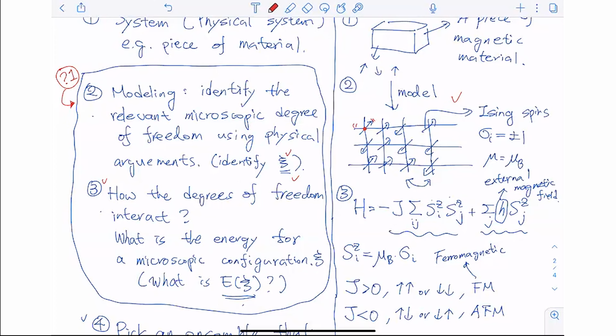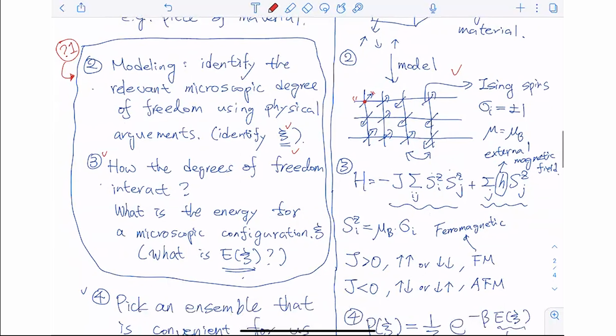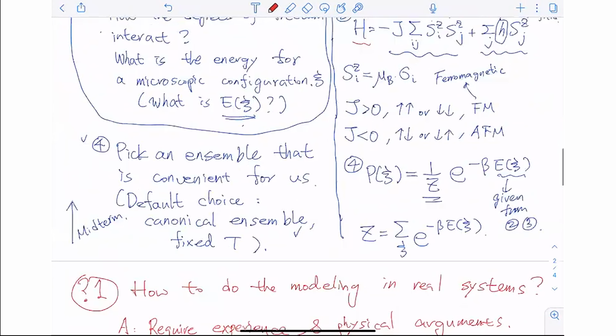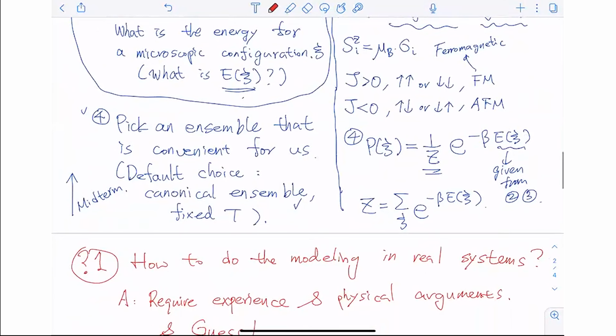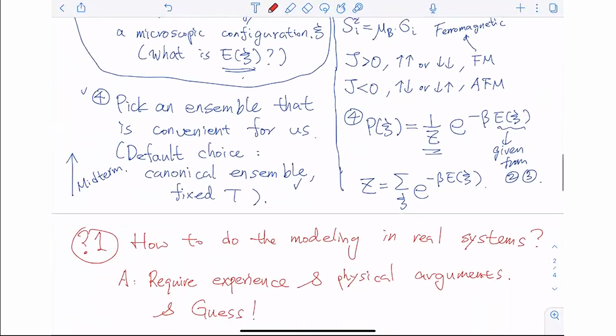Whenever you introduce new degrees of freedom, then you need to ask how these new degrees of freedom interact with your original degrees of freedom, for example, these little moments. So your Hamiltonian will also need to be modified accordingly. And that will lead to your final predictions needing to be modified.